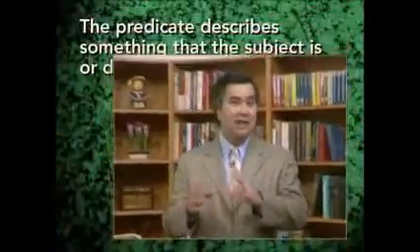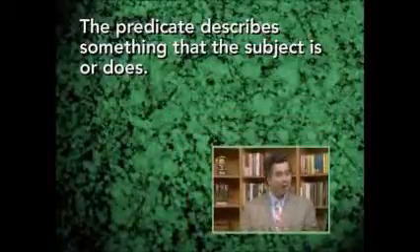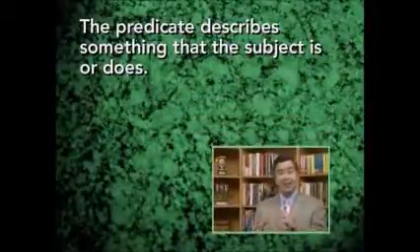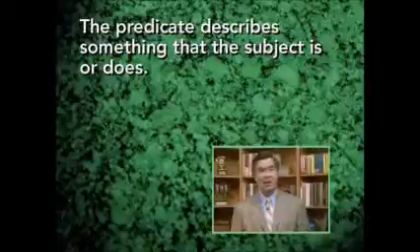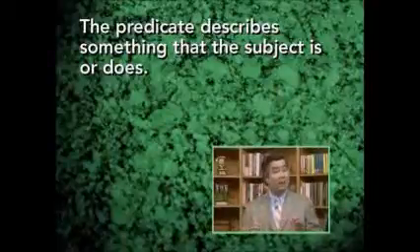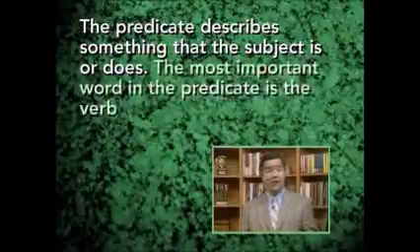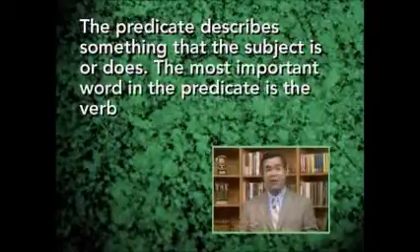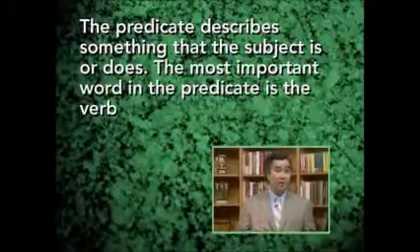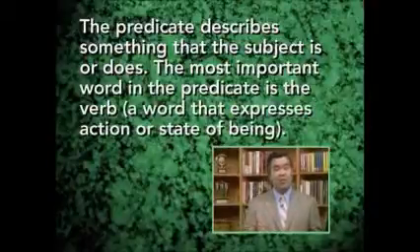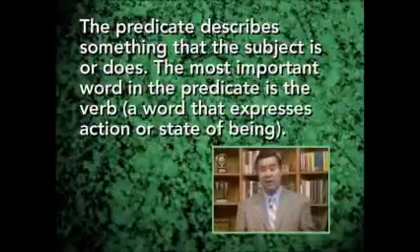The subject, then, is one part of the sentence, and the rest of the sentence, whatever is not part of the subject, is considered part of the predicate, which is the other main building block of a sentence. The predicate describes something that the subject is or does. The most important word in the predicate is called the verb. A verb is a word that expresses action or state of being.